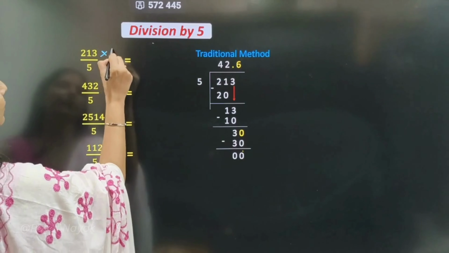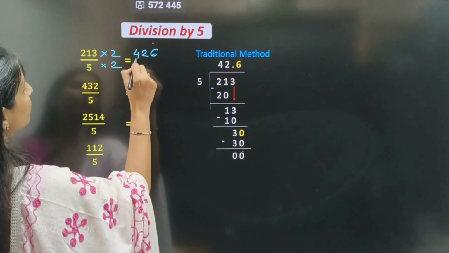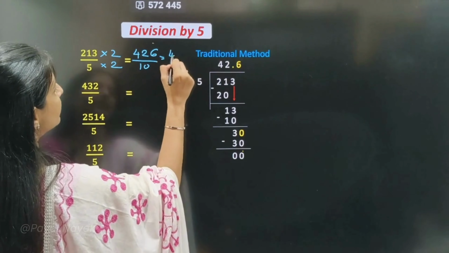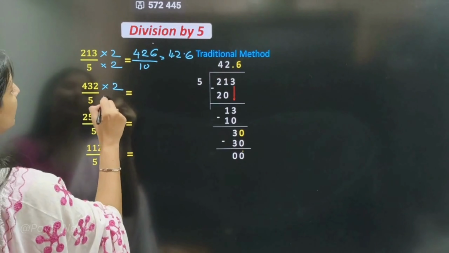Simply multiply your number by 2. So 3 2s are 6, 2 1s are 2, 2 2s are 4, upon 10. So your answer is 42.6.